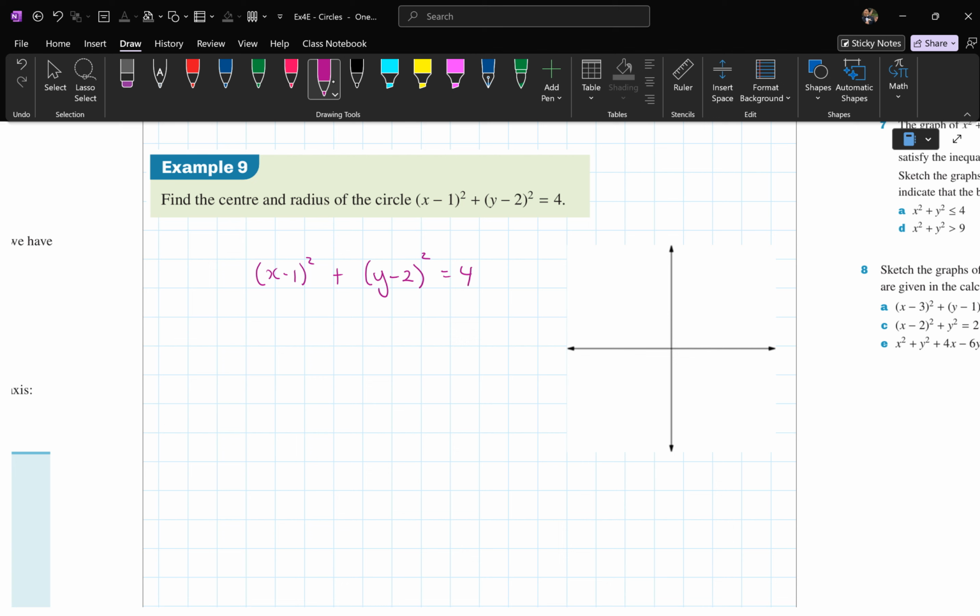So what we can see is that if we break it down, this is meant to be your radius, but it has to be written in r squared, which we know 4 can be written as 2 squared. So I now know radius is equal to 2.